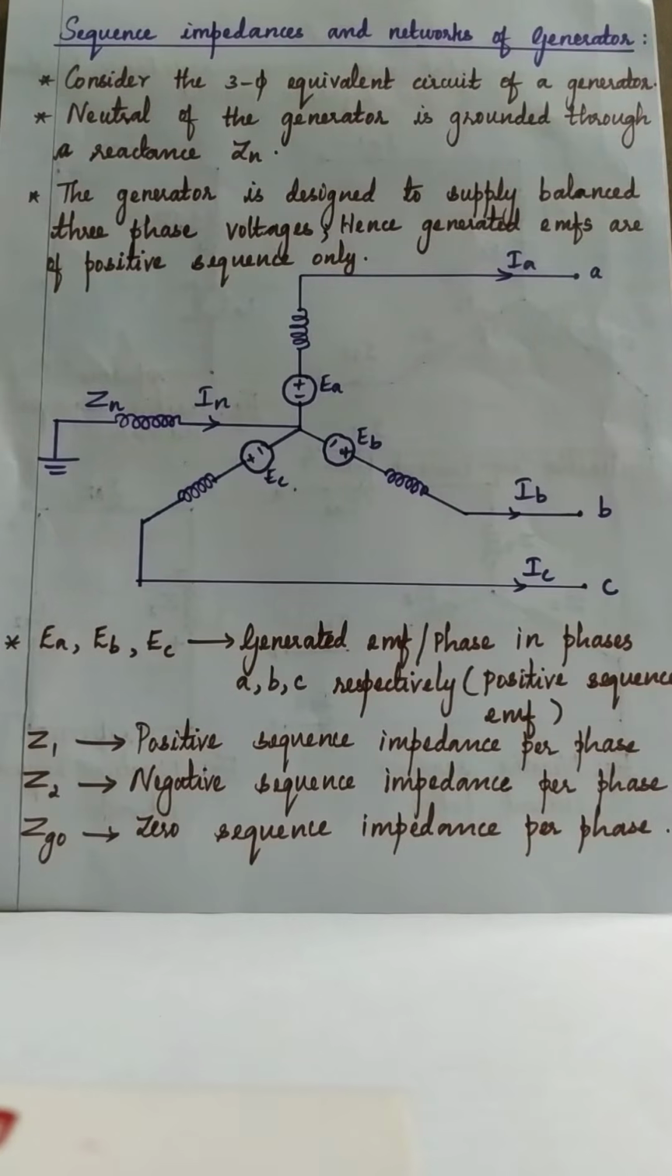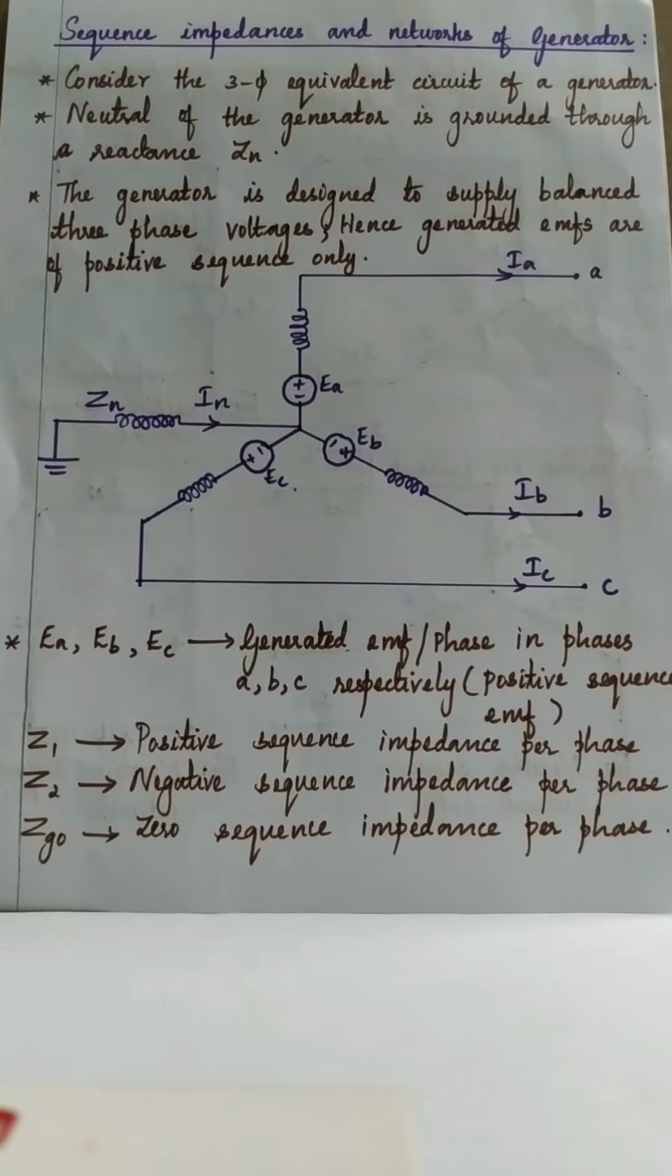Sequence impedances and networks of a synchronous generator. In the previous class we discussed the sequence impedances of a symmetrical circuit, and we proved that the currents of any given sequence produce voltage drops of the same sequence only. That means a positive sequence current will produce a positive sequence voltage drop, and a negative sequence current will produce a negative sequence voltage drop. So the sequence impedances are uncoupled in the case of a symmetrical circuit.